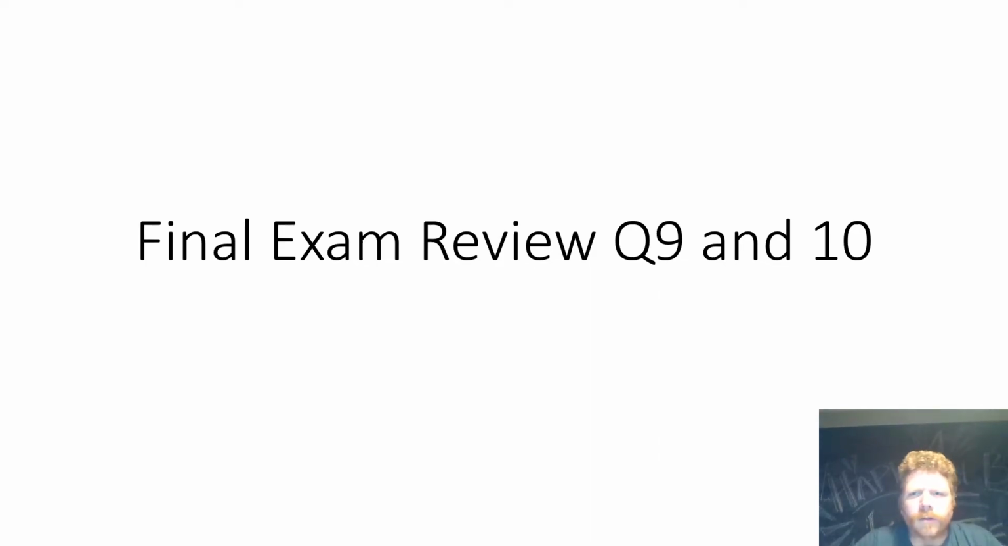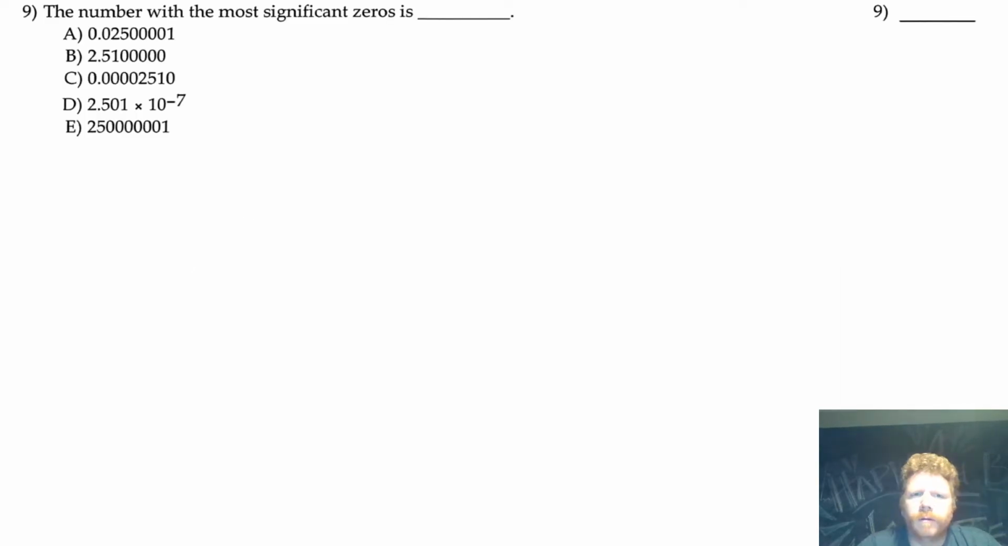All right, these are questions number 9 and 10. We'll proceed on with the Fall 18 exam. Question number 9 is: the number with the most significant zeros is blank. This isn't asking for the most significant digits, but instead the most significant zeros. So let's go answer option by answer option.